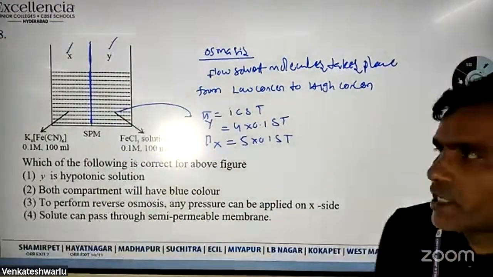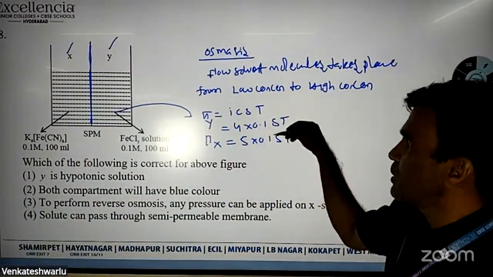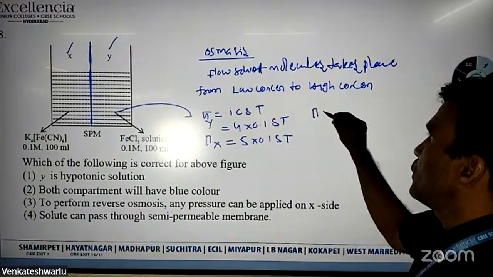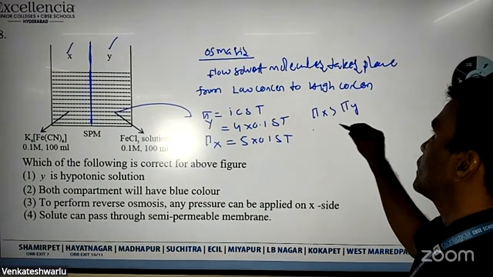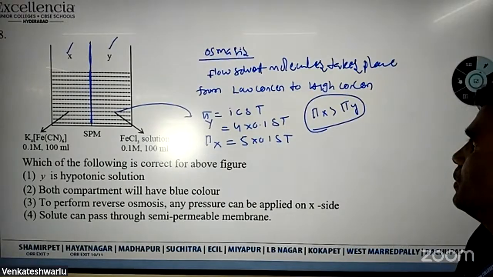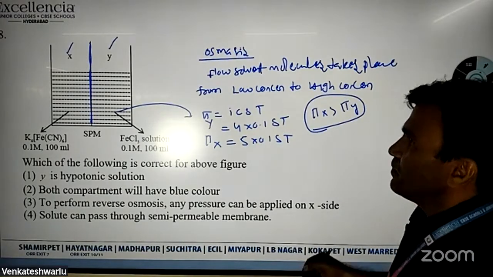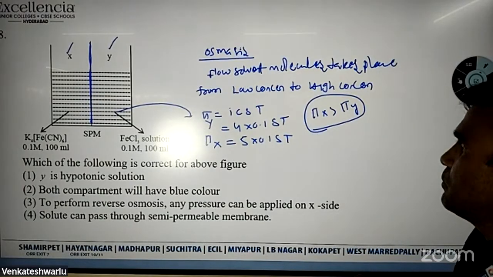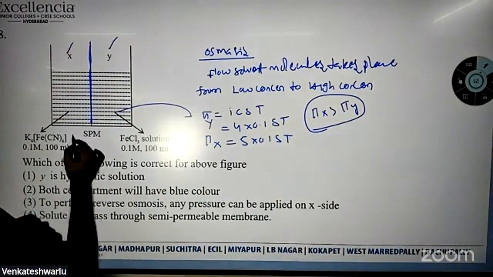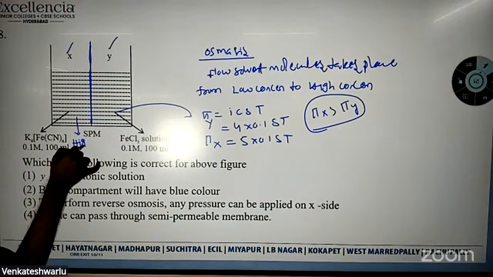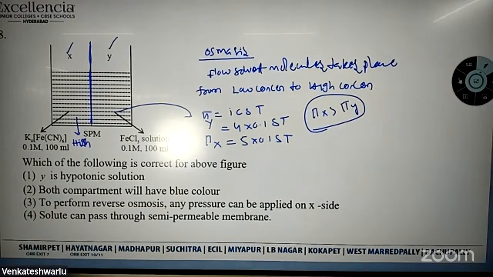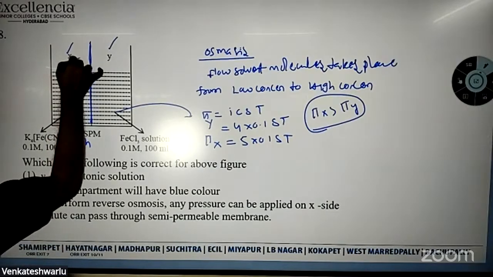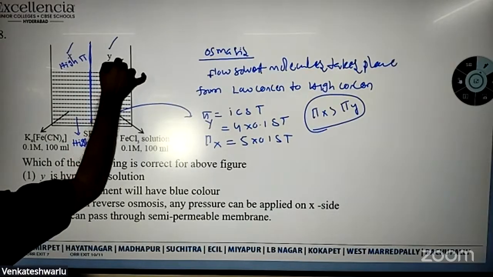So here ST is the same in both cases because both are at the same temperature and the concentrations are the same, but the number of particles is different. Obviously, the osmotic pressure of X is more than the osmotic pressure of Y. So here in X, high pressure is present, very high pressure. Here in Y, low pressure is present.